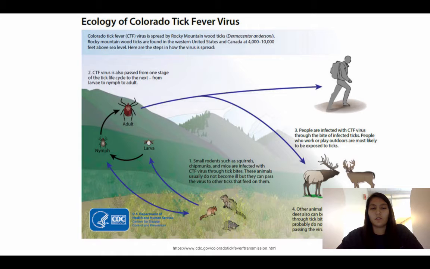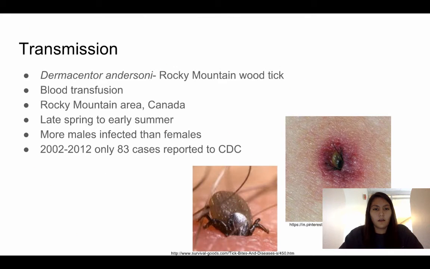And it's really only adult ticks, just because they like larger hosts, and the smaller ones will mostly feed on the smaller hosts. So that's why it's mostly adults. And since it's only transmitted through this tick, you'll only see this really in the Rocky Mountain area, and up into Canada a little bit, like Alberta and British Columbia.